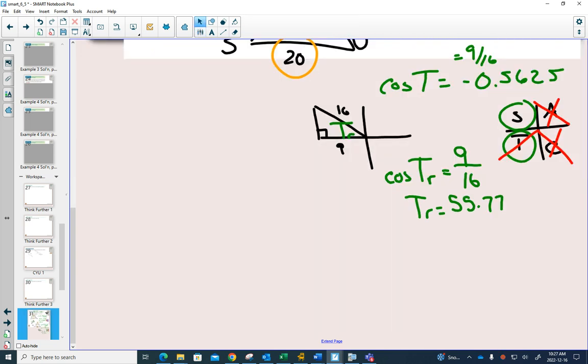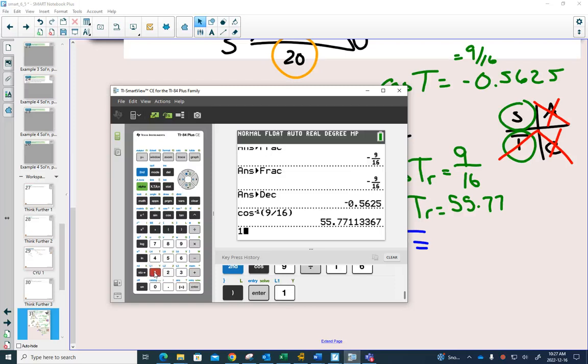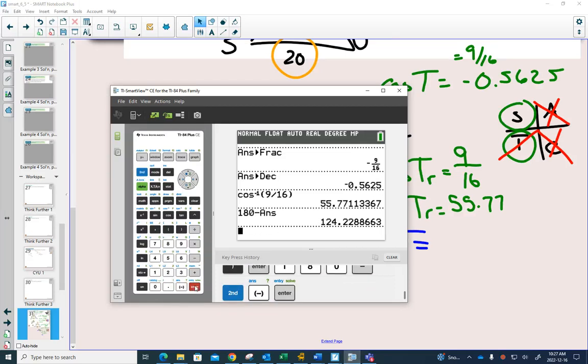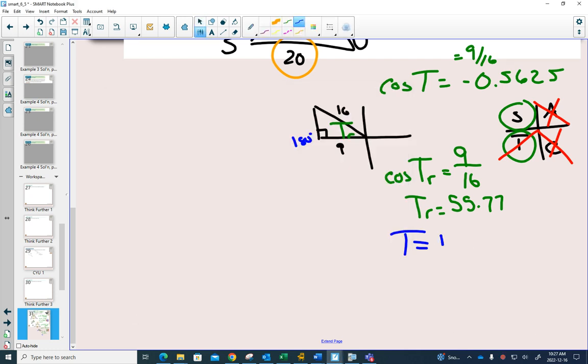Then my angle T, can you see that all the way to here would be 180? If I wanted to find angle T, I would have to do 180 minus my reference angle. And I get 124.2. Does it ask for the nearest degree? Wrong page. Yes, the nearest degree. 124 degrees.